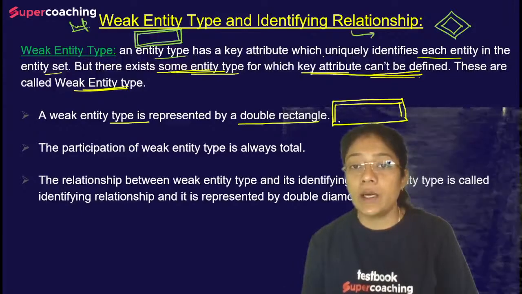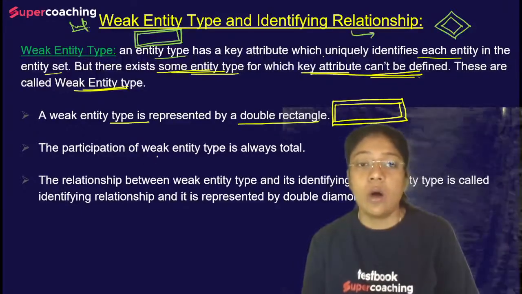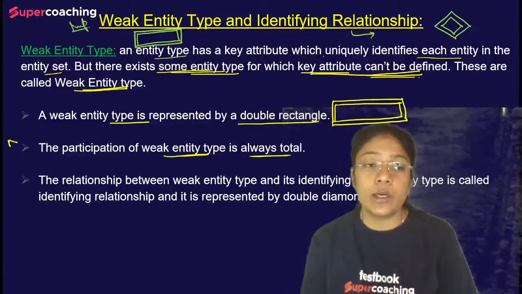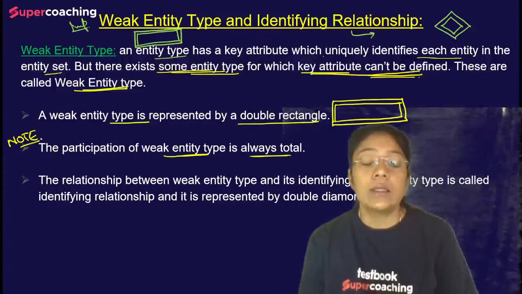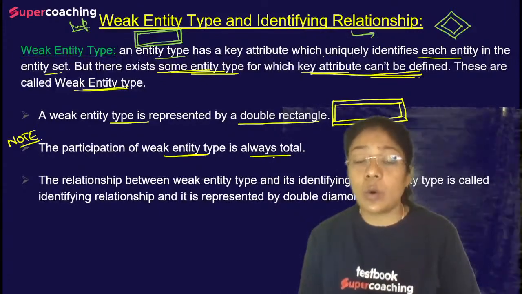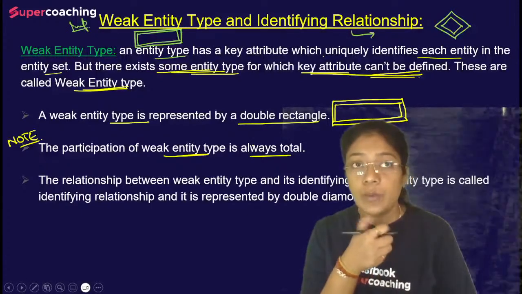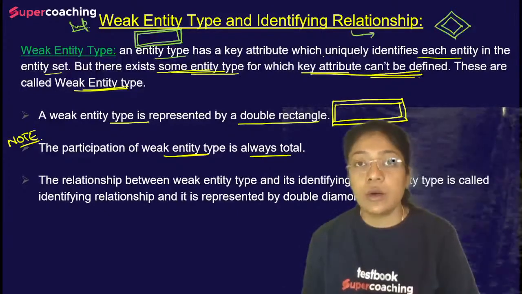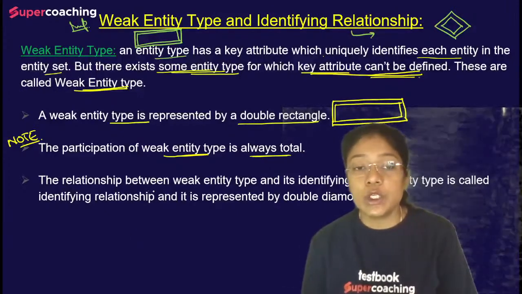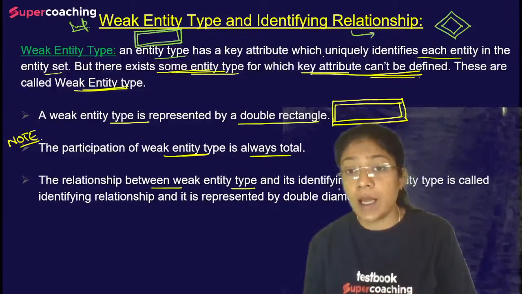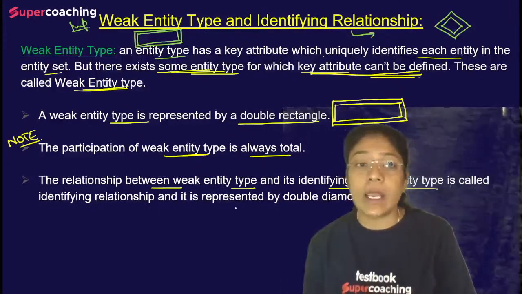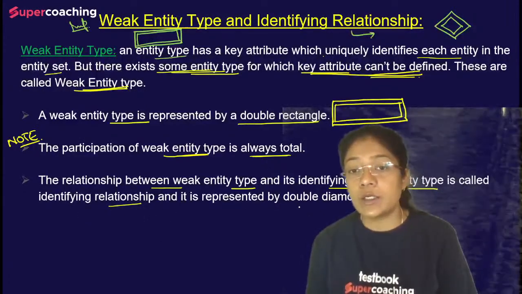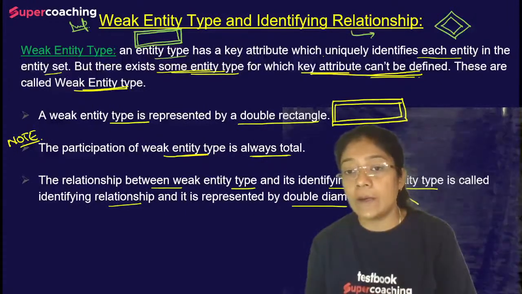The participation of weak entity type is always total. Hamesha, this is the important point. You can take a note of this point. The participation of weak entity type is always total. Hamesha total participation hogi, because otherwise we won't be able to relate it with the other entity or with the identifying relationship. The relationship between weak entity type and the identifying strong entity type is known as the identifying relationship, and it is represented by a double diamond.